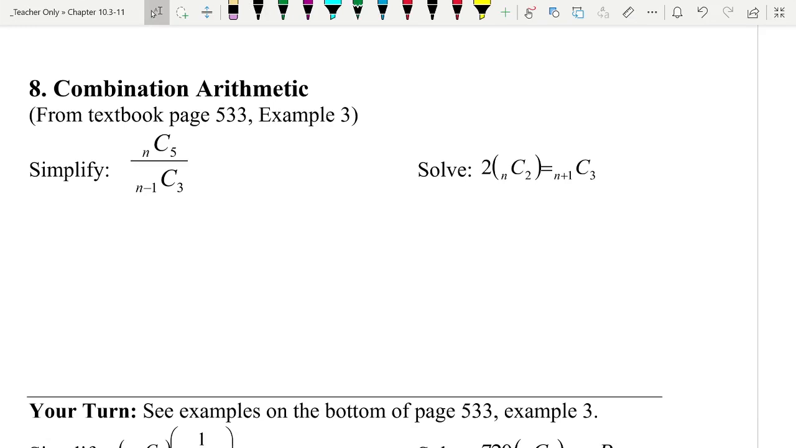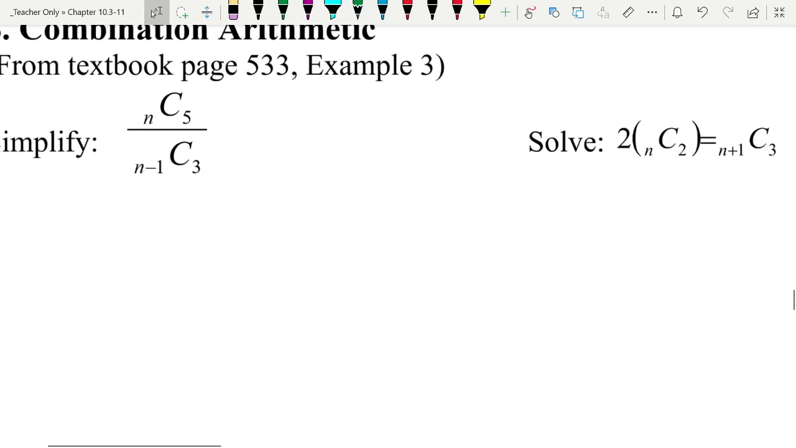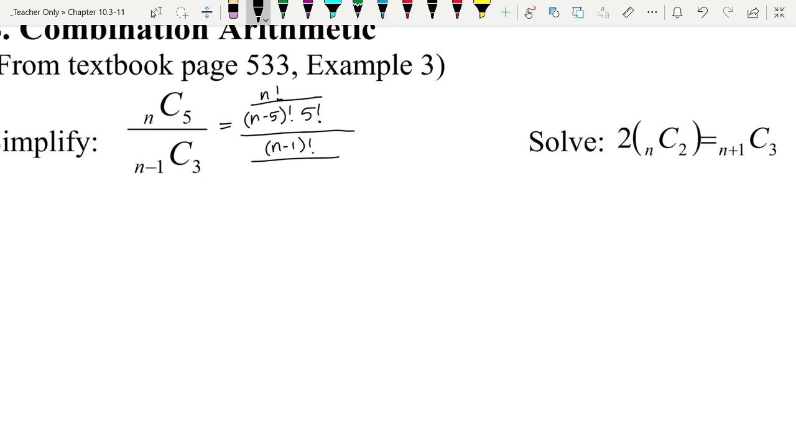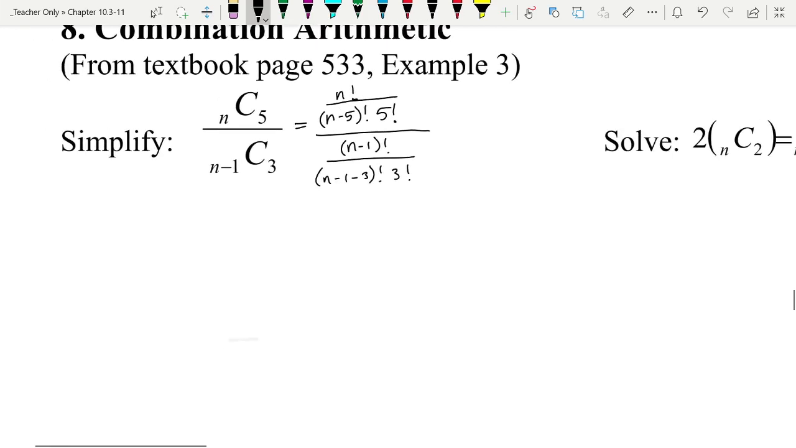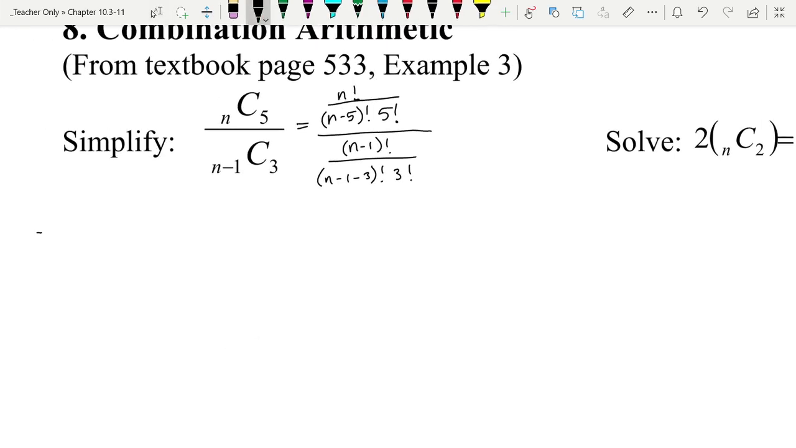Okay, so we're going to simplify this thing. Well, here's how we're going to start it off. According to the formula, this is n factorial over n minus 5 factorial, 5 factorial, and we're dividing by n minus 1 factorial all over... Now careful here. This is n minus 1 minus 3. I'll actually write it out. n minus 1 minus 3 factorial, 3 factorial.